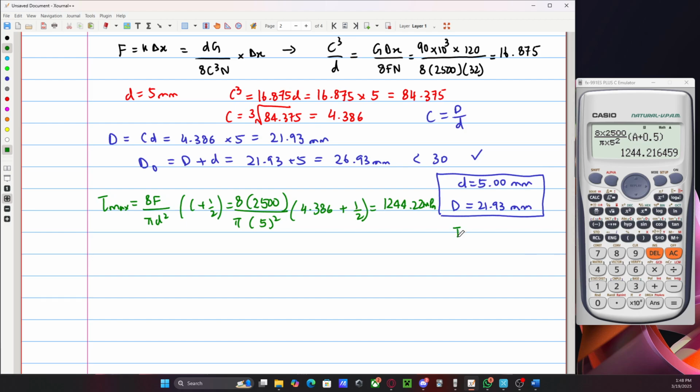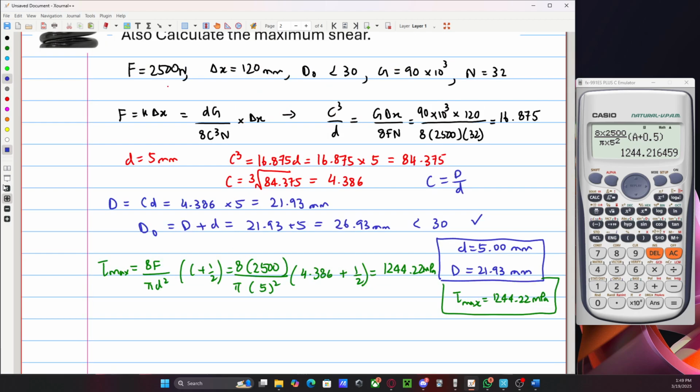So I'm just going to write over here tau max equals 1244.22 megapascals. So I have my megapascals. Now, similarly, we were given a very similar spring diagram here again.